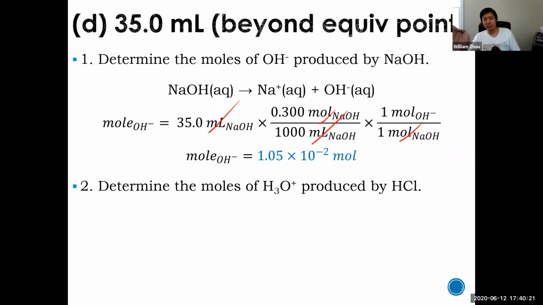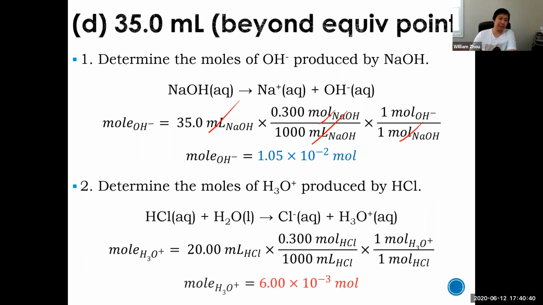That's the amount of sodium hydroxide, or hydroxide, you've added to the sample. What is the mole of H3O? Well, that should be the exact same number we calculated in B because we didn't add acid. It's still there. So it's the same calculation. It's 6 times 10 to the negative 3. Does that make sense? So now, obviously, you can see that you have more base than acid. 10 to the negative 2 is bigger than 10 to the negative 3. You need to subtract the acid from the base.